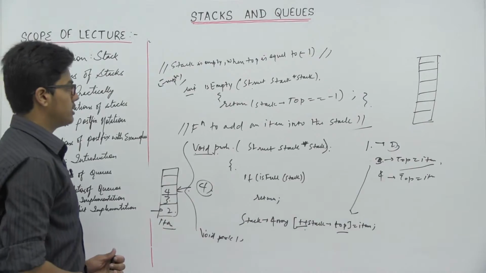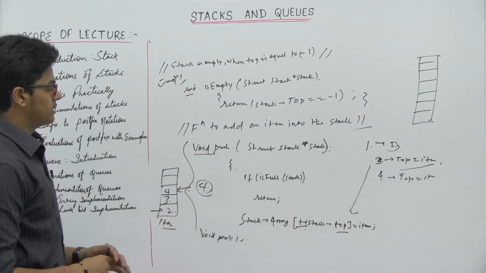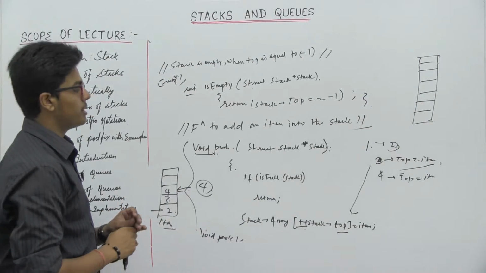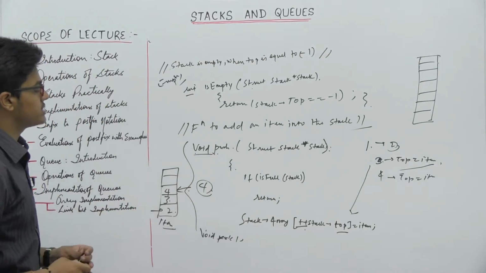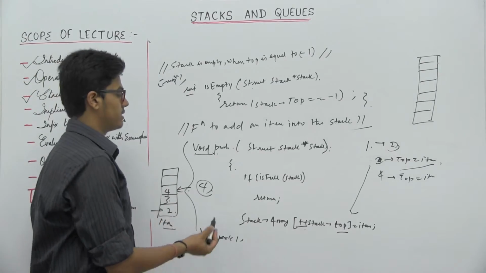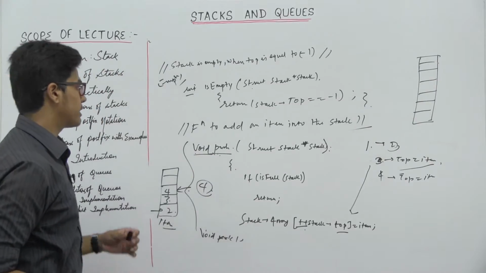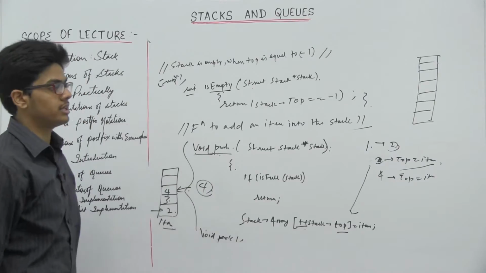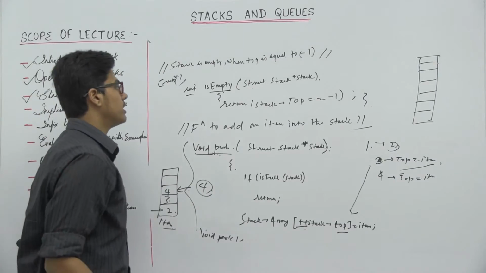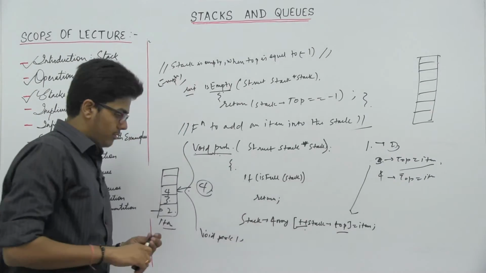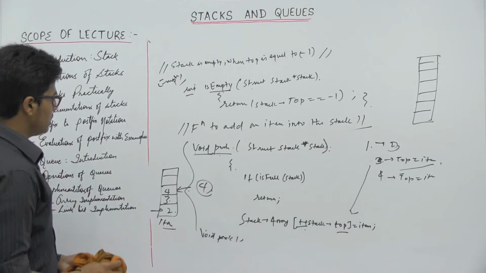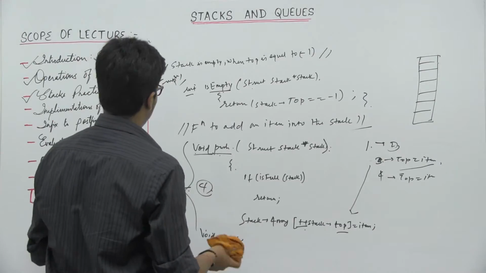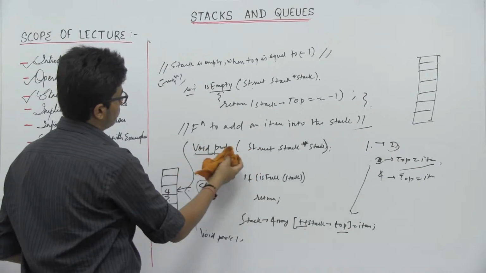So for the array implementation of the stack, we studied a lot of things, like adding an element to the stack, and how to check whether the stack is empty or full. Up to this point we have already covered some of the points. Next we have to check the pop condition.